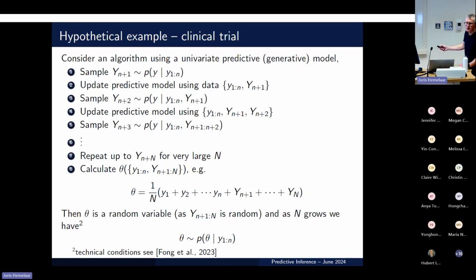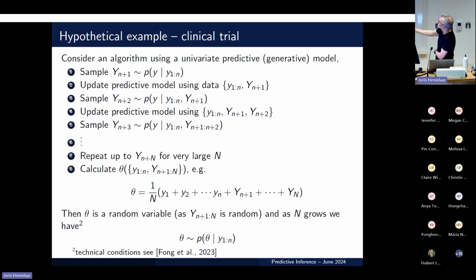Suppose you're interested in the average of the outcomes, it would take this form. This theta is a random variable. It's random because these capital Y's are random, but the real data is fixed. The only random component comes from the synthetic data. Well, if theta is random, it means it's got a distribution. Okay.